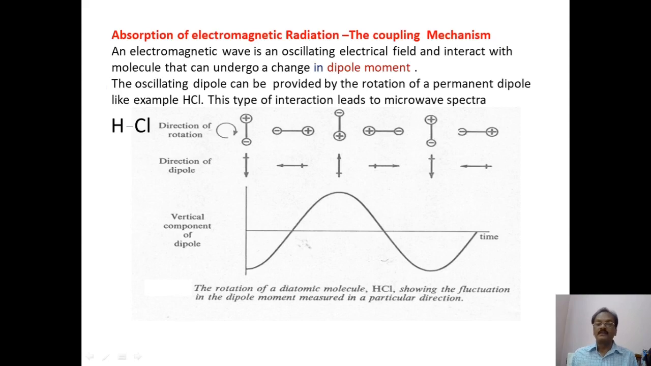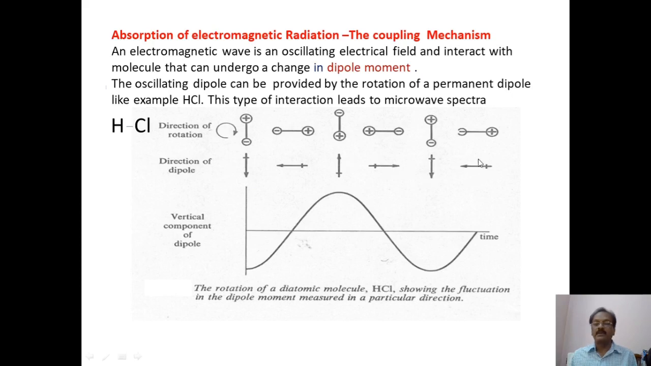When it undergoes rotation, this is the type of rotation you observe. This is a type of molecule, it's a dipole. This is the representation of the dipole moment. When it starts rotating, this is a rotation. Now it rotates like this, this is a rotation, and again this is under rotation, and this is also under rotation.